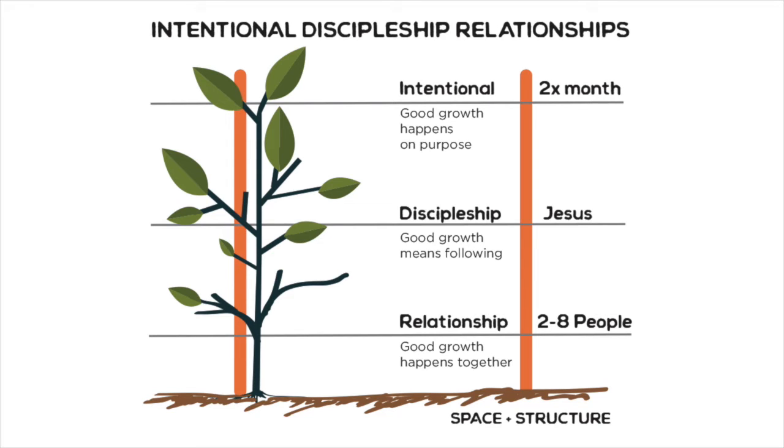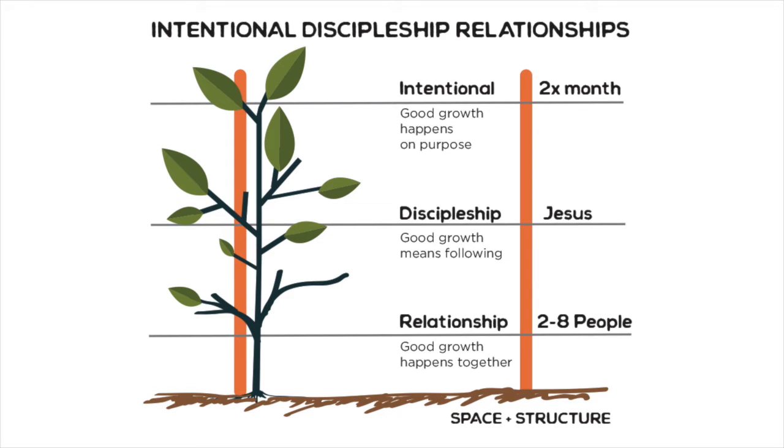In the same way, as followers of Jesus, a discipleship relationship doesn't grow us, it's Jesus Himself who grows us. But a discipleship relationship creates space and structure in our life through which Jesus can grow us to be more fruitful than before. So as we look at this picture, we see those 3 lines there where we underline why intentional discipleship relationships are critical for us to push into good growth.